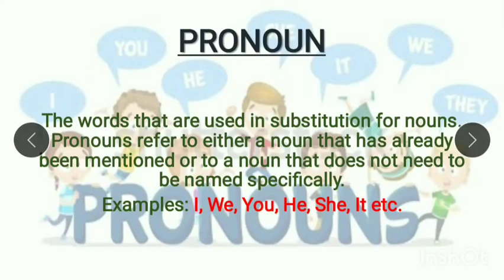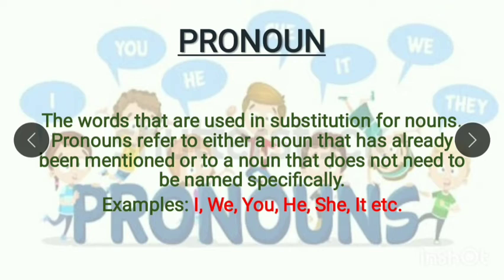Next one, pronoun. The words that are used in substitution for nouns are called pronouns. Words we use instead of nouns are called pronouns. It refers either to a noun that is already mentioned, that is, the noun that we have already talked about, or to a noun that does not need to be named specifically. Examples for pronouns are I, we, you, he, she, it, etc.